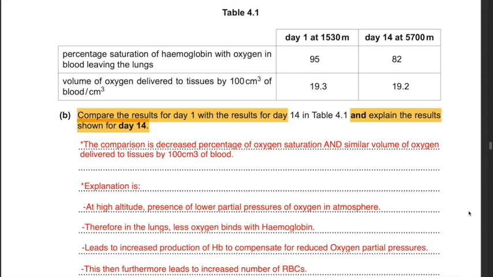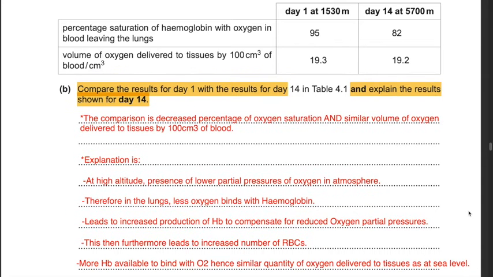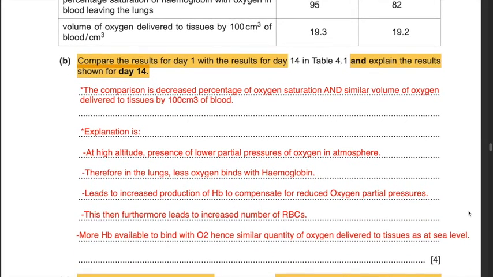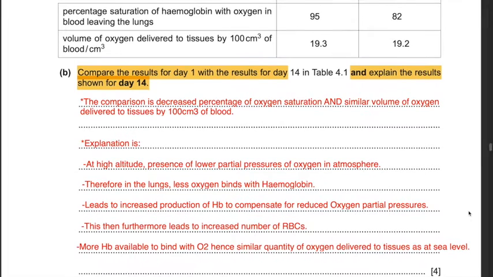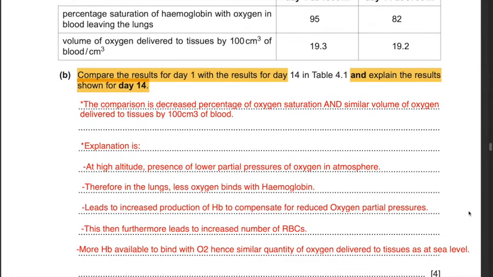This then furthermore leads to an increased number of red blood cells, because higher the number of red blood cells, higher the hemoglobin content, because hemoglobin is present in the red blood cells, and higher the hemoglobin concentrations, that will lead to more oxygen delivered to the tissues in the body. As you can see, more hemoglobin available to bind with oxygen, hence similar quantity of oxygen delivered to tissues as at sea level. That is the possible explanation for results shown for day 14 only, because for day 14 it is 19.2 volume of oxygen delivered and day 1 is 19.3. So they are almost a similar volume of oxygen delivered to tissues by 100 cm cube of blood.